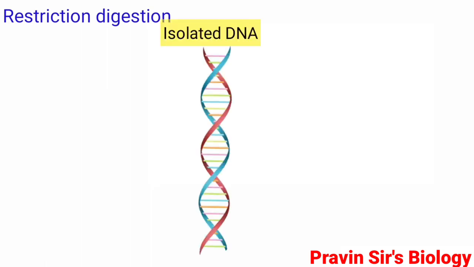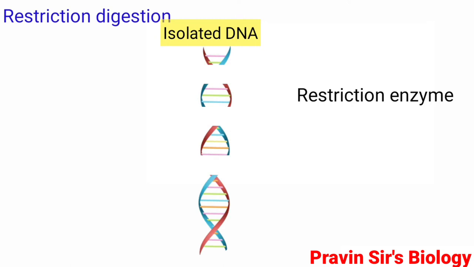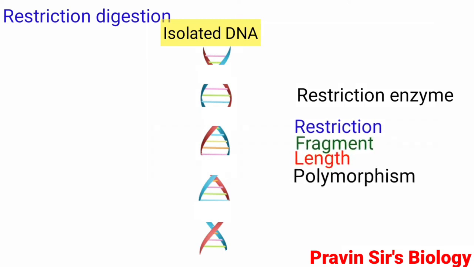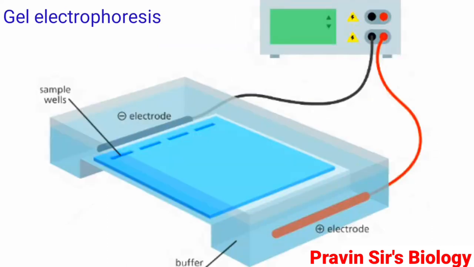Restriction digestion. The isolated DNA is treated with restriction enzyme. The restriction enzyme cuts the DNA into small fragments having variable lengths. This phenomenon is called restriction fragment length polymorphism, RFLP.